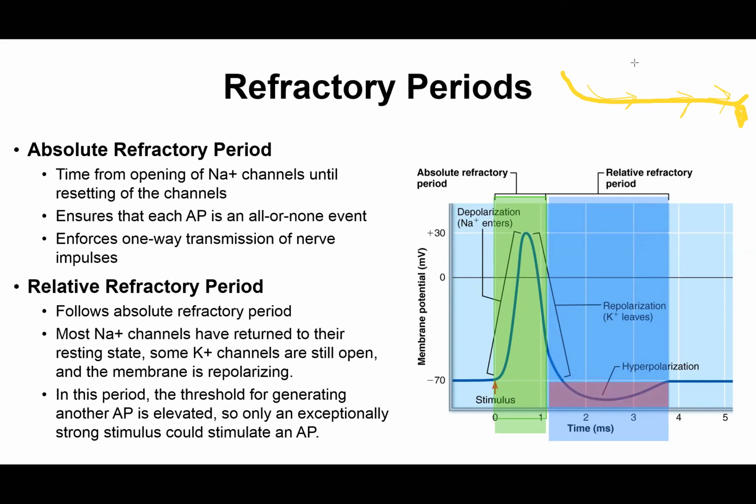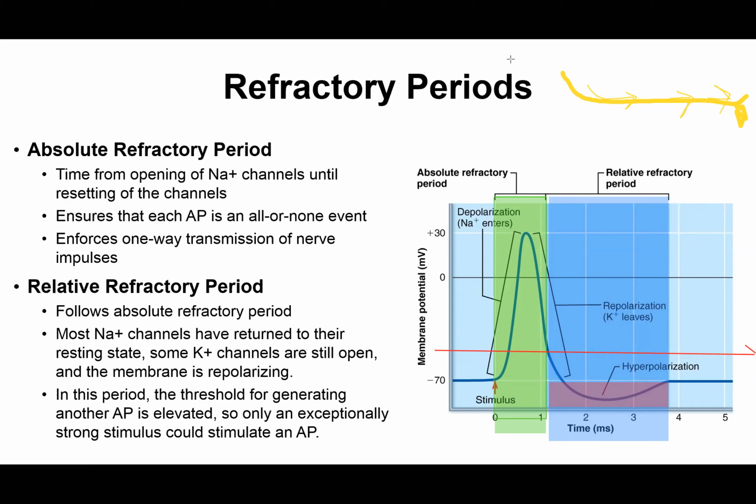And so in this period, the threshold for generating another action potential is going to be even higher. So the only thing that's going to actually cause another action potential to occur during this period would be a very, very strong stimulus. So I just want to briefly explain what I mean in this scenario about the threshold being higher. So remember that normal threshold is, we're going to put it about, okay, say it needs to be about right here. This needs to be our threshold. Okay, so we have to reach this point, give or take.